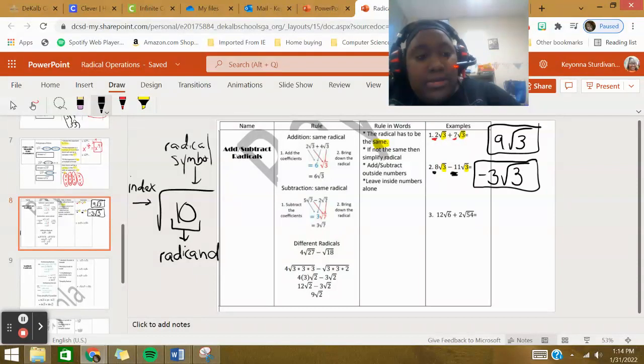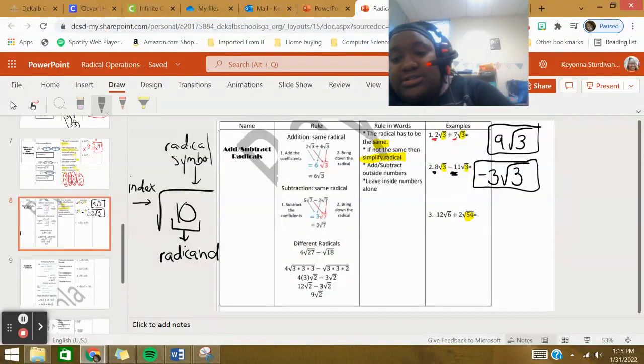Okay, so that's it for examples 1 and 2. And then finally, we have example 3. You have 12 square roots of 6 plus 2 square roots of 54. Now, normally I say, okay, well, the radical is not the same, then there's nothing we can do. But it says, if they're not the same, simplify the radical. In this case, 54 can be simplified.